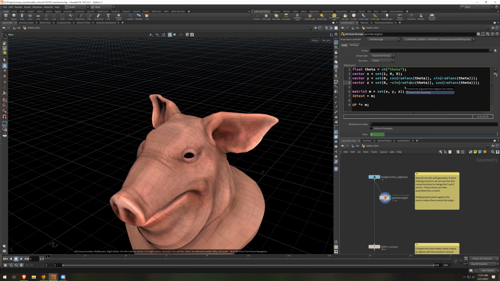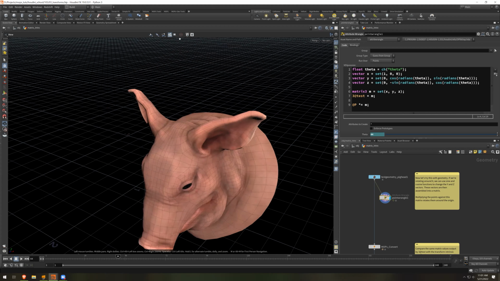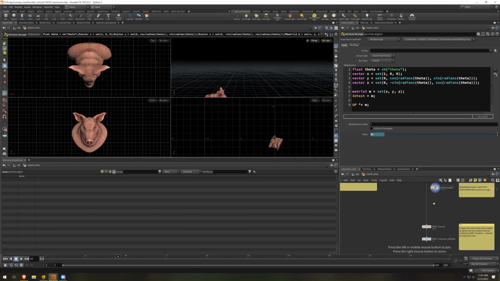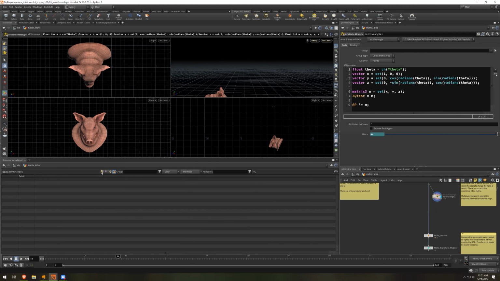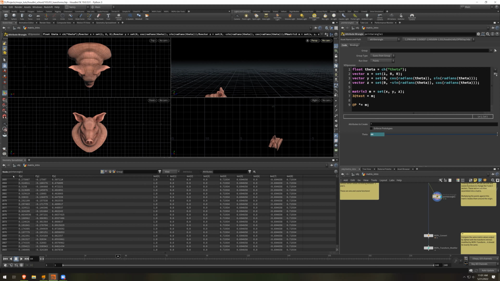So anyways, I've got this really great spinning pig head. I'm going to just split my viewport really quick here so that I can see the spreadsheet. And if you remember, I bound that test attribute. So let's just stretch it out here, so you can see that I've got these numbers. This is my transform matrix, essentially. This is the matrix that I just built.